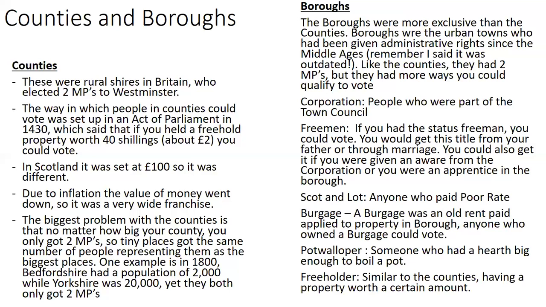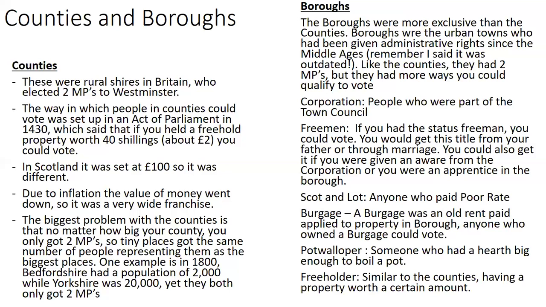But this was a problem because you had places in 1800 like Bedfordshire that had 2,000 people. But Yorkshire had 20,000. But you only got 2 MPs in both places. It didn't work. If you were Bedfordshire, 2,000 people, okay, you can represent them. But if you are the 2 MPs that represent Yorkshire, you've got 20,000 people to represent. Can you see them all? Probably not. Can you really represent that many people? Again, probably not. Counties, though, there was really one set way that you could vote that depended on how much your property was worth.